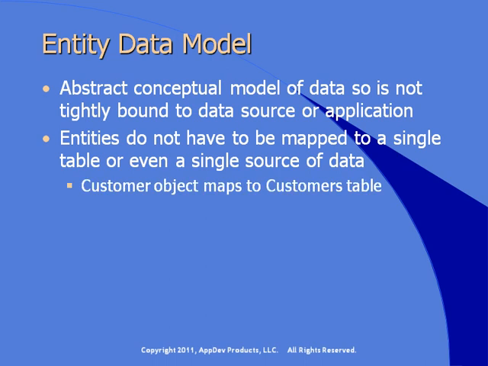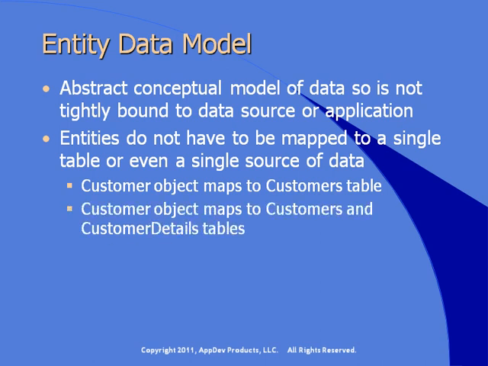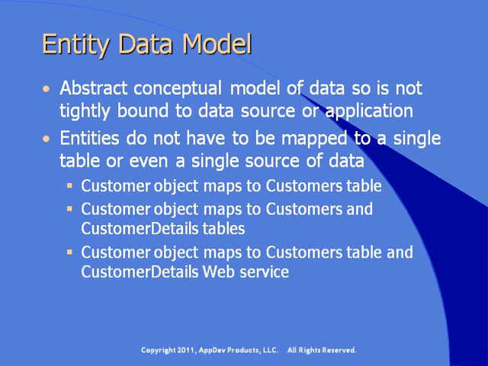So you could have a customer object that maps to the customers table in a database. That customer object could map to both the customers and the customer details table. So maybe you've split up your information on customers in the database between two tables, but your customer entity just has information on the customer. Could be that your customer object maps to the customers table in a SQL Server database, and the customer details come from a web service. So when you build your model, you obviously need to know where the data comes from, but your entity classes don't represent a table in a database, they represent an object.